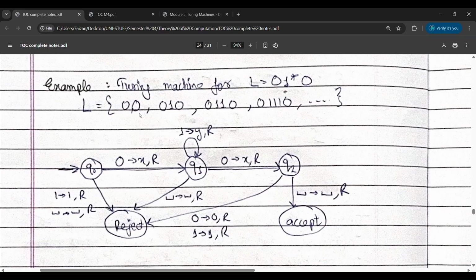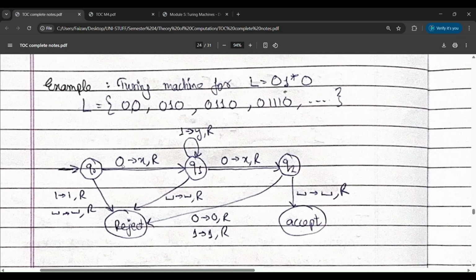Now what's going to happen? If this was the only input string, then now you would be waiting at the blank symbol. Once you are at the blank symbol at Q2, you will replace the blank symbol with blank. You don't need to put anything over there, right? You just leave it as blank and move toward the right again and accept. Hence that means if you have 0 0, your machine will accept it.